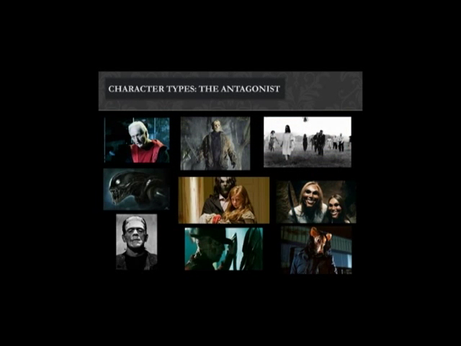Character types. The antagonist is usually something like a monster, mutation, alien, or psychopathic human. Often something that can not only scare the audience through actions, but also through visual aspects too. For example, a monster can be scary to look at, and human antagonists in horror films are frequently seen to be wearing masks or be disfigured in some way.